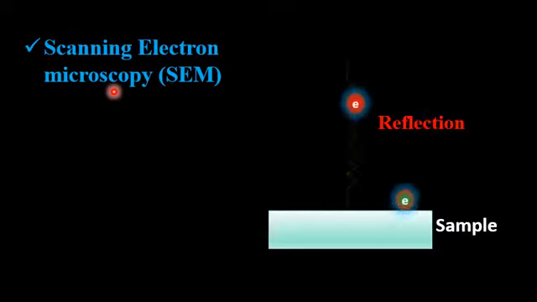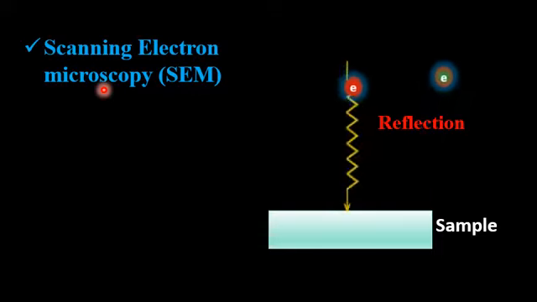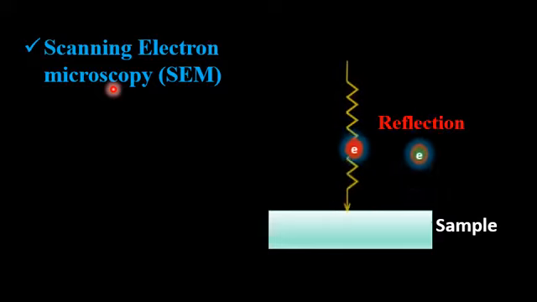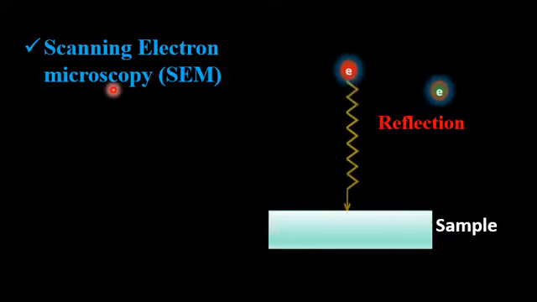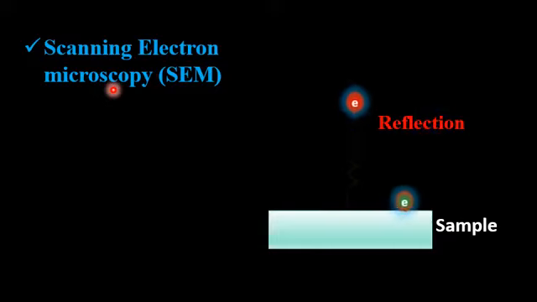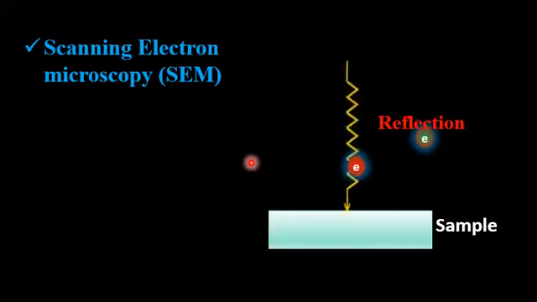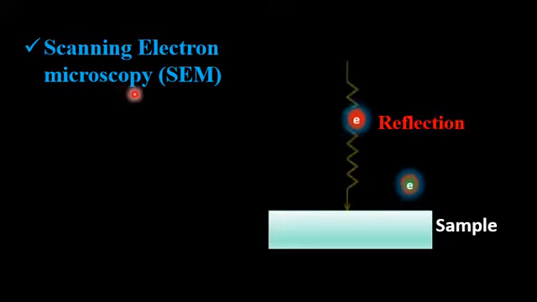And this technique basically utilizes an electron beam which is focused on the surface of the sample. When the electron beam is focused on the surface of the sample, that electron beam basically causes a reflection of the electrons from the sample surface. Those reflected electrons are detected in a detector, and on the basis of that we study the morphology as well as the topography of a material.